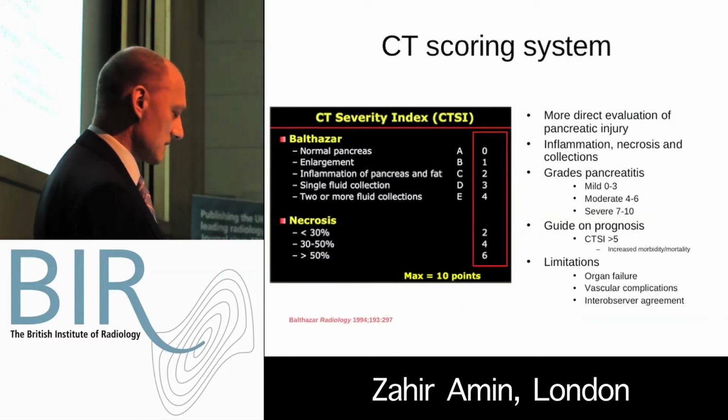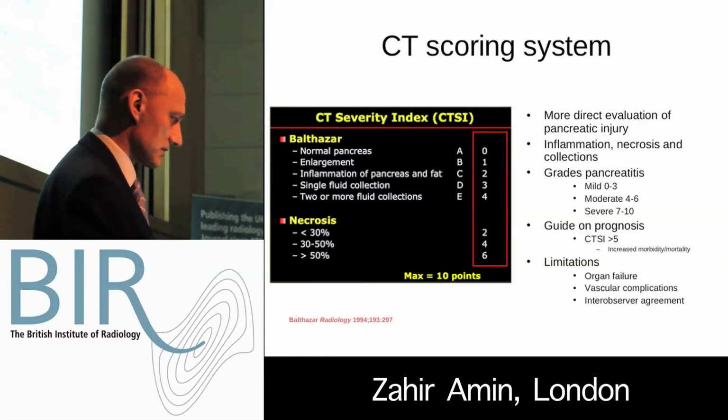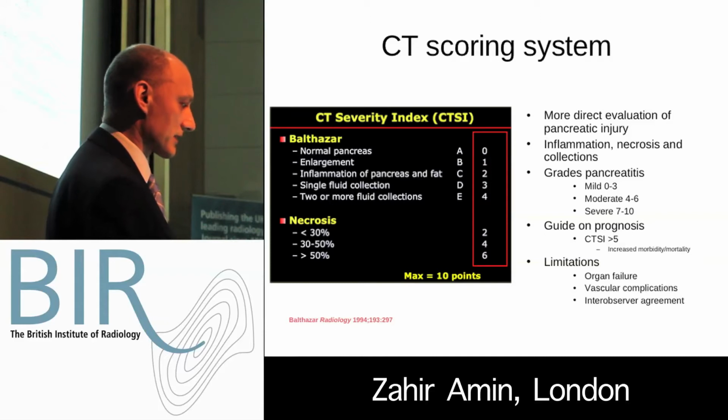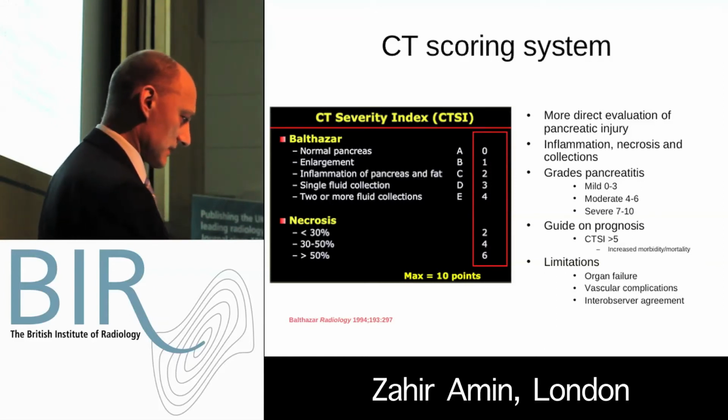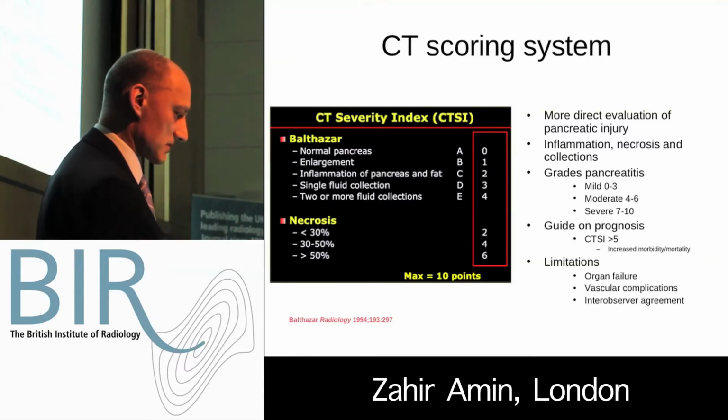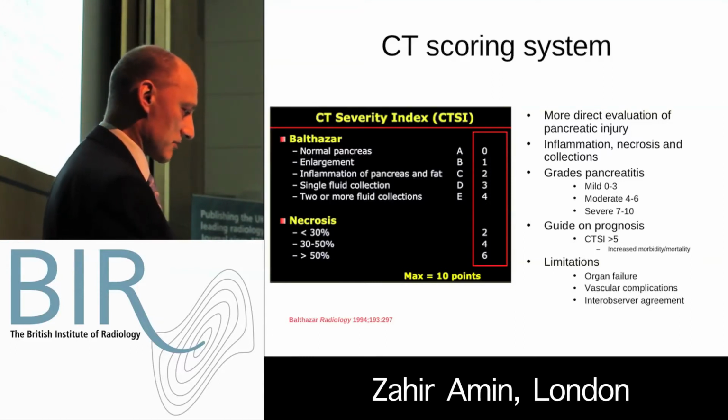There's a CT scoring system, initially described by Balthazar in 1994, and this is a more direct evaluation of pancreatic injury. It looks at the degree of inflammation, necrosis, and collections, and gives them a score. The category of pancreatitis is dependent on the score, and that gives you a guide to the prognosis. So a CTSI score greater than 5 is associated with increased morbidity and mortality. There are limitations. There's no definition, there's no involvement of organ failure as a criterion here, or vascular complications, and there are also problems with inter-observer agreement when giving a CT severity score.